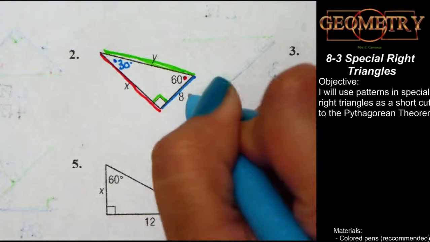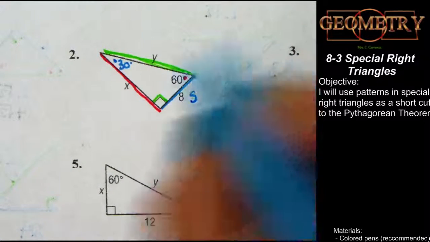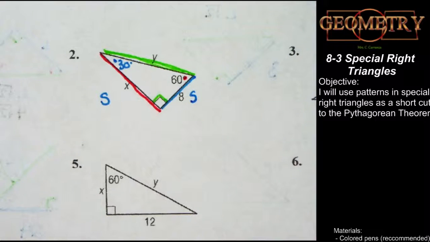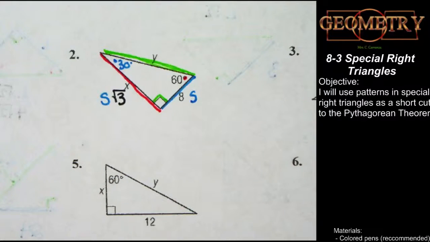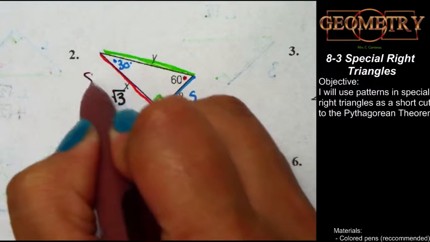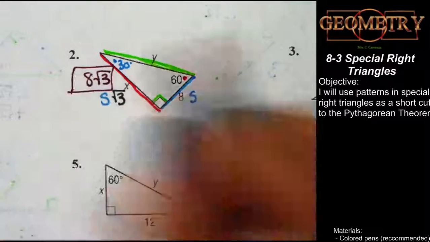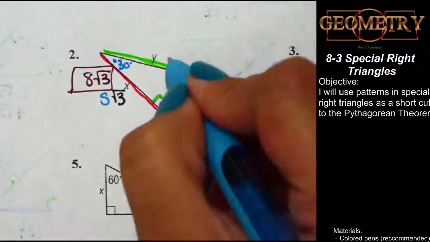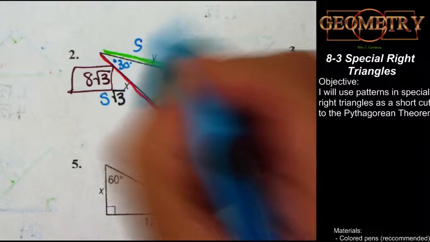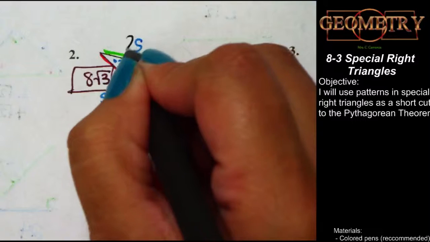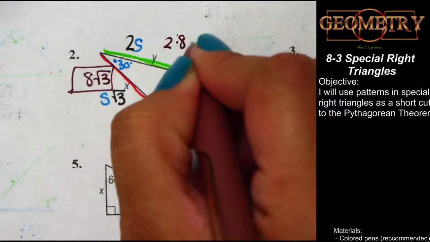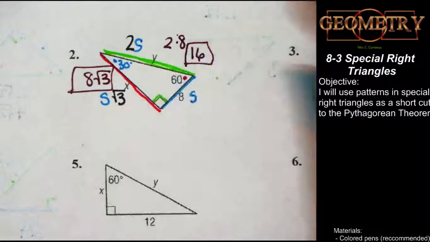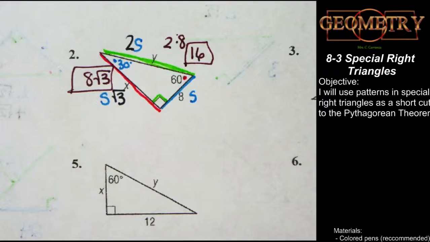My pattern says take the measure of the small side, multiply it by the square root of 3, and you will get the medium side. And so for this triangle, the measure of the medium side is 8 times the square root of 3. According to my pattern to find the hypotenuse, it says take the measure of the short side and multiply it by 2. Doing that, I end up with 2 times 8, or 16, as the measure of my hypotenuse. Seems pretty easy. Let's try another one.